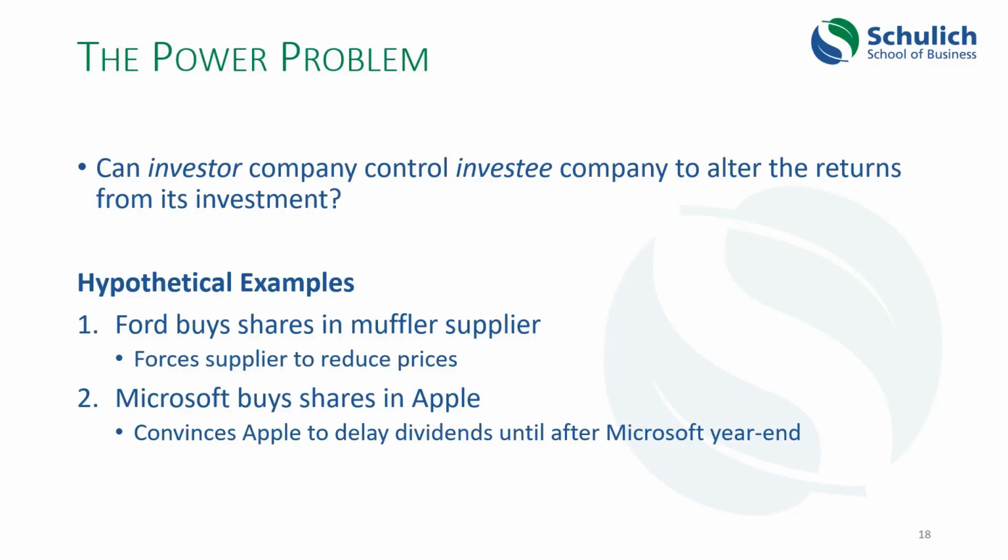All of this is about the power problem, right? So the reason that we have different ways of accounting for different levels of investment in another company is because the investor company can exercise some degree of control over the company. And if it exercises more than 50% of the control or has significant influence over the company, it could cause that company to alter the returns on its own investment. And we don't want that to unduly influence the financial statements of the investing company.